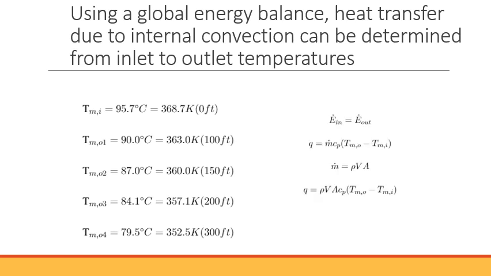Now, assuming that the only mode of heat transfer is convection, we can use an energy balance and the equation for global internal convection. We see that Q equals m dot Cp times TMO minus TMI. Using the density, velocity, and cross-sectional area to find the mass flow rate, the first equation becomes rho VA Cp times mean outlet temperature minus mean inlet temperature.